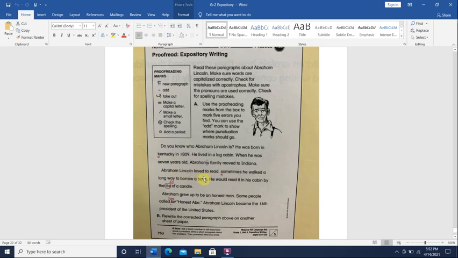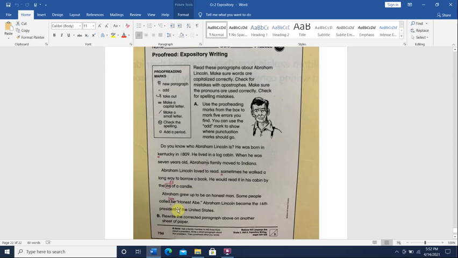Abraham Lincoln loved to read. Okay, add a period after it. So the next sentence would be a new sentence. So sometimes he walked a long way to borrow a book. Sometimes here the S is lowercase. We should capitalize it. Okay, he would read it in his cabin by the light of a candle. Light is misspelled. You have to spell L-I-G-H-T. So we circled it and we wrote S-P. First check the spelling. Abraham grew up to be an honest man. Some people called him Honest Abe. Abraham Lincoln became the 16th President of the United States.